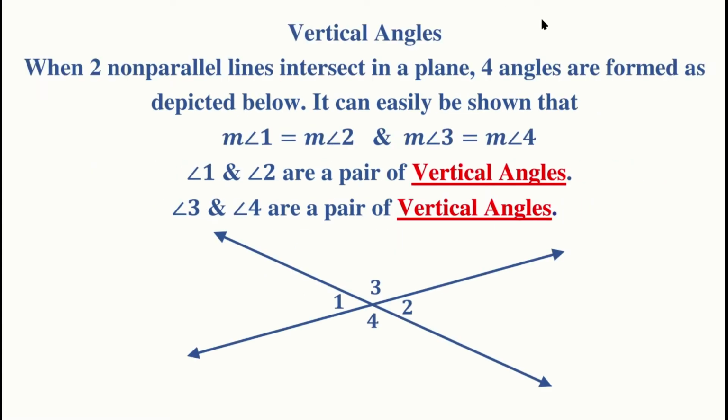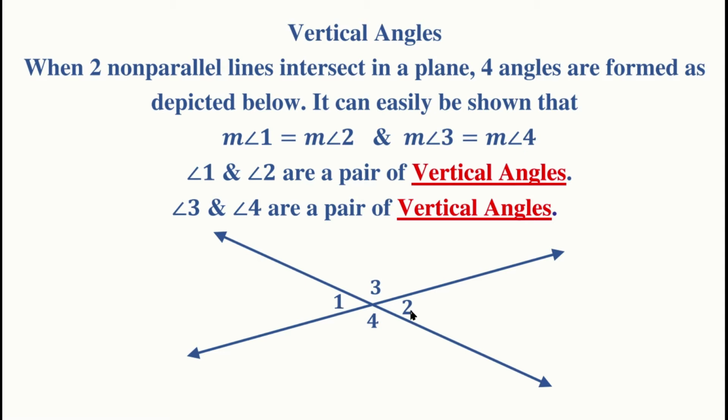As we work with angles, one of the first types of pairs of angles that we come up with which are special are vertical angles. When two non-parallel lines, meaning a pair of lines such as the one depicted here that have a point of intersection, that's what we mean by non-parallel lines, because two parallel lines in a plane do not ever intersect, so they have no point of intersection. Then four angles are formed as depicted here.